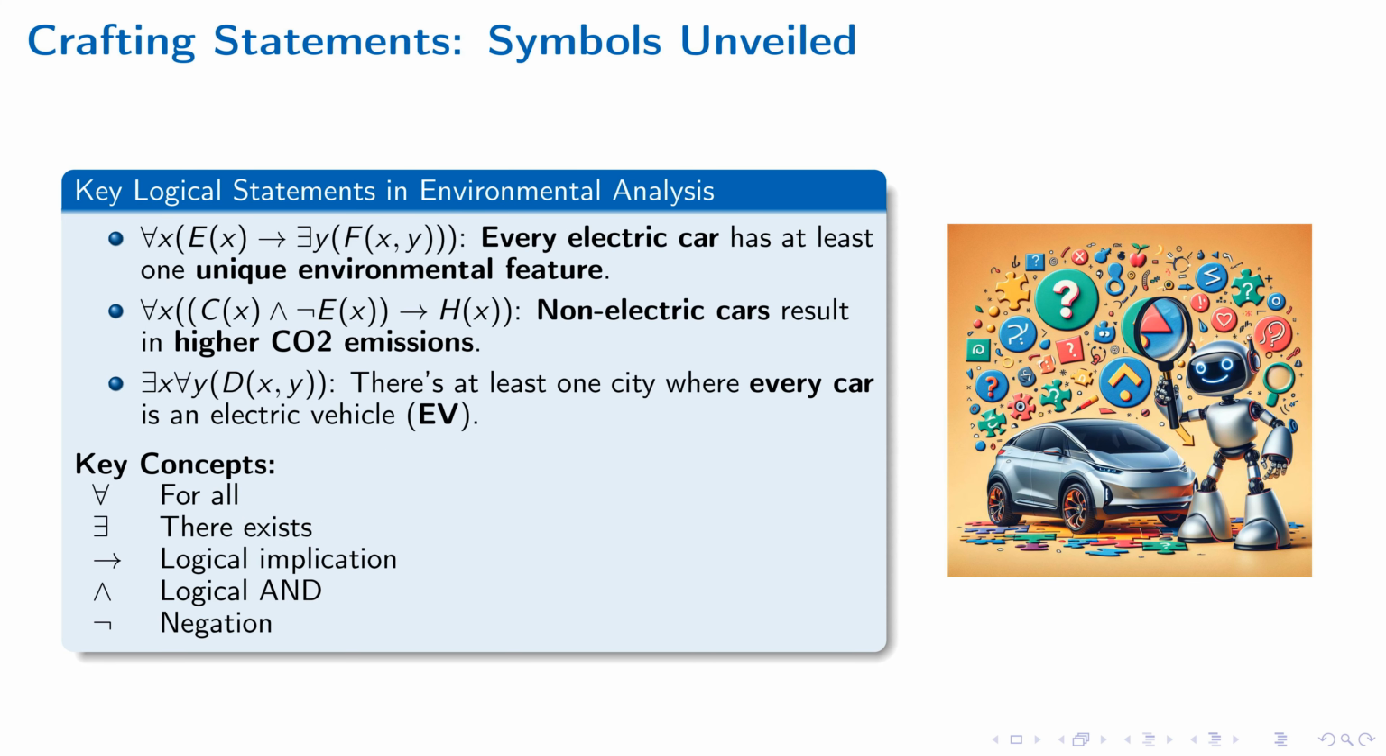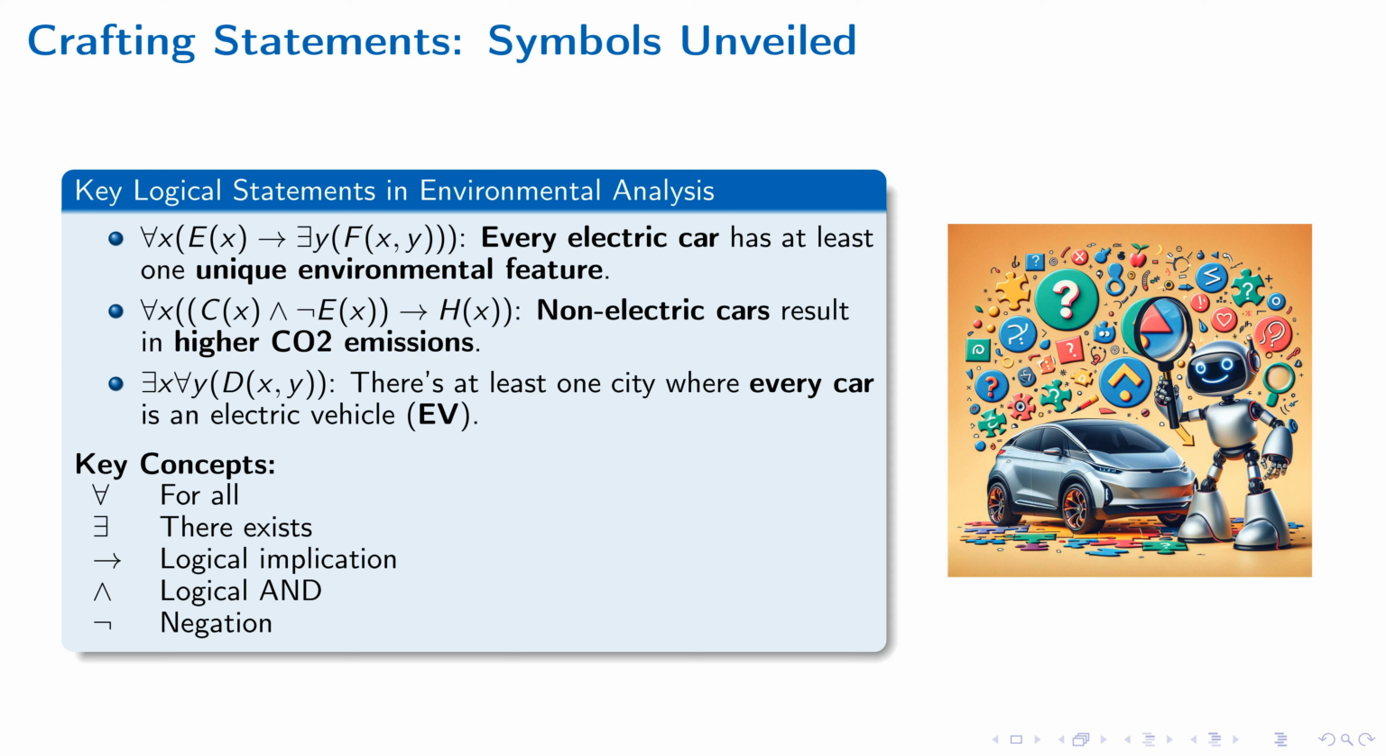In environmental analysis, for all x, E of x implies there exists y, such that f of x, y means every electric car has a unique environmental feature. Moving on, for all x, Cx and not Ex implies h of x asserts non-electric cars have higher CO2 emissions. Finally, there exists x for all y, dxy conveys there's a city where all cars are electric.